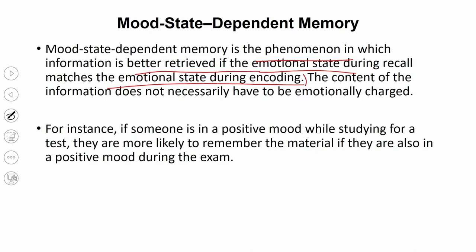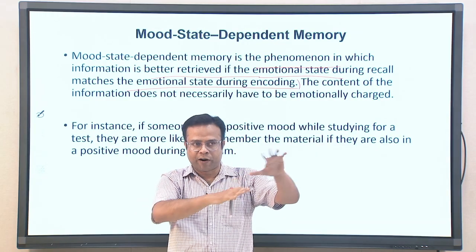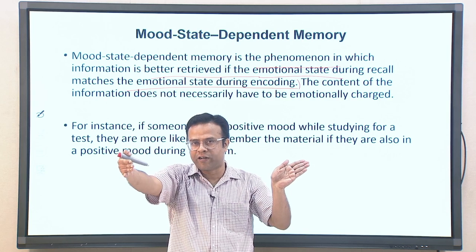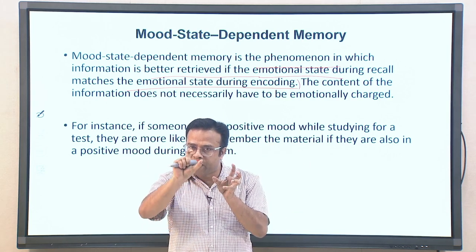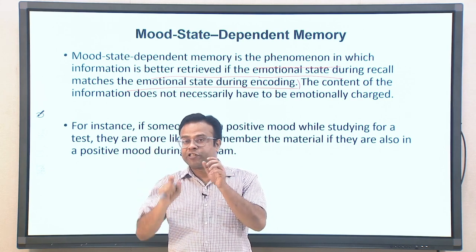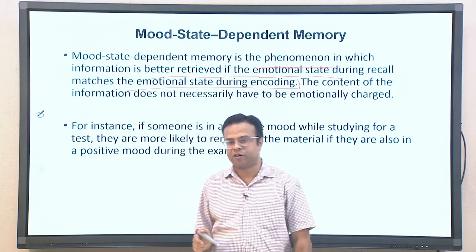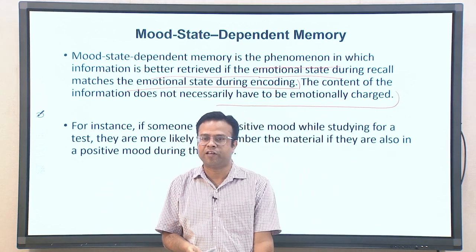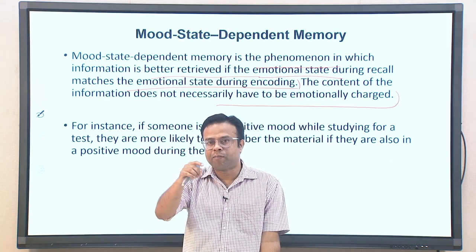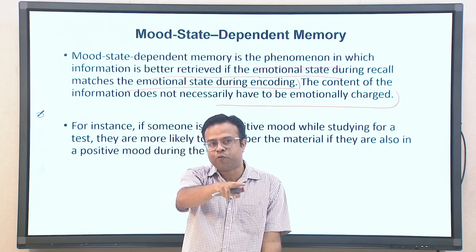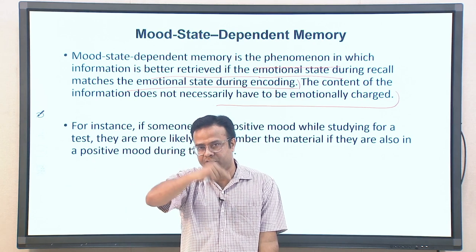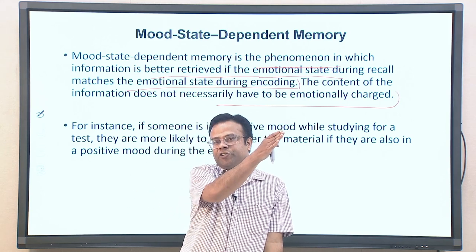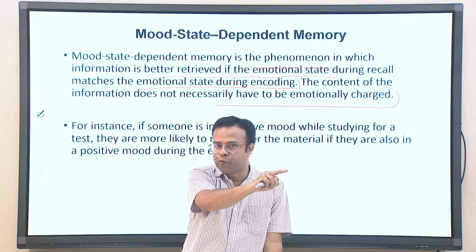Here the focus is on what emotion was there during remembering that event. If the emotion experienced in the present corresponds with that during encoding, then you are more likely to remember that event. So, encoding depends on that emotional state. The content of the information does not necessarily have to be emotionally charged. You can learn anything, not necessarily emotional events or emotionally charged material, but you are under certain emotions when you learned it. So, when you are in that emotional state again, you are more likely to remember those events. Here the focus is on the emotional state during learning, which will trigger the same material to come to memory when you experience similar emotions.